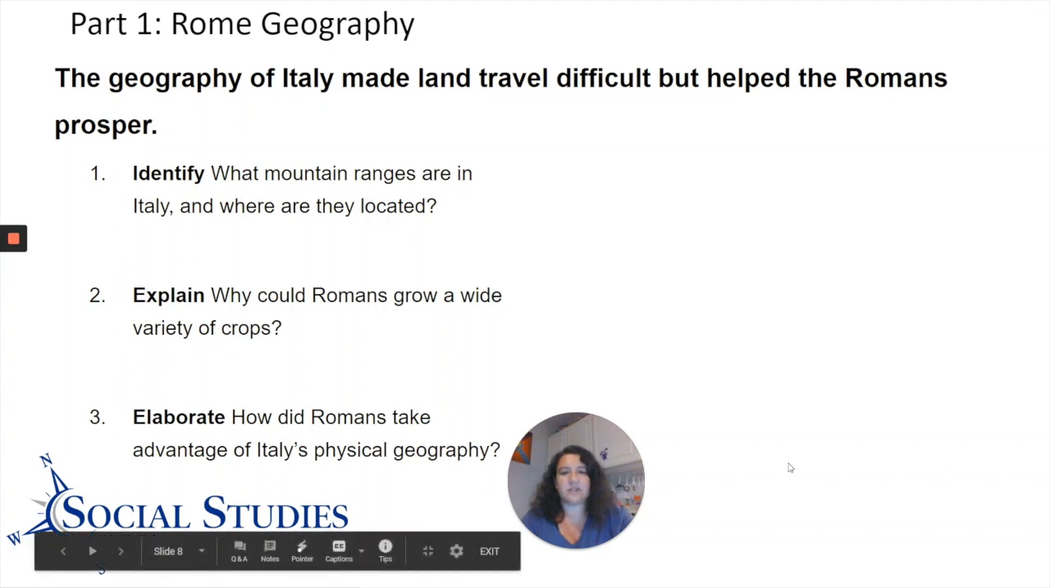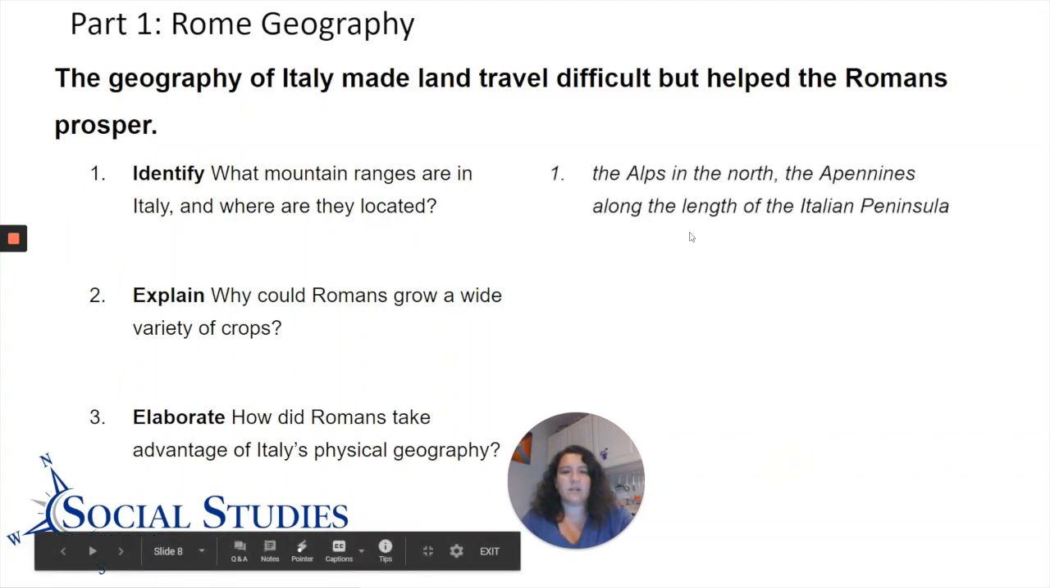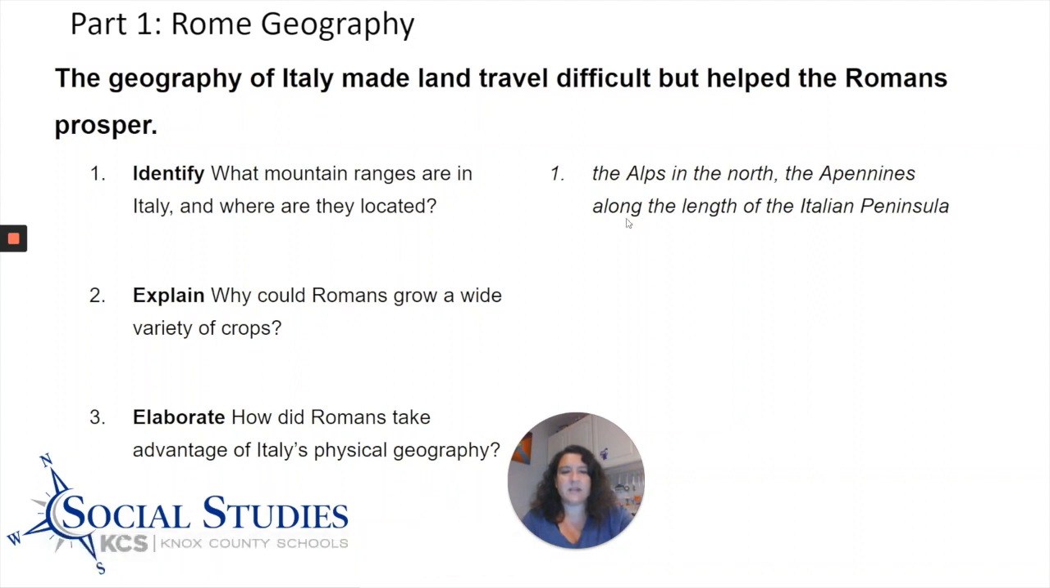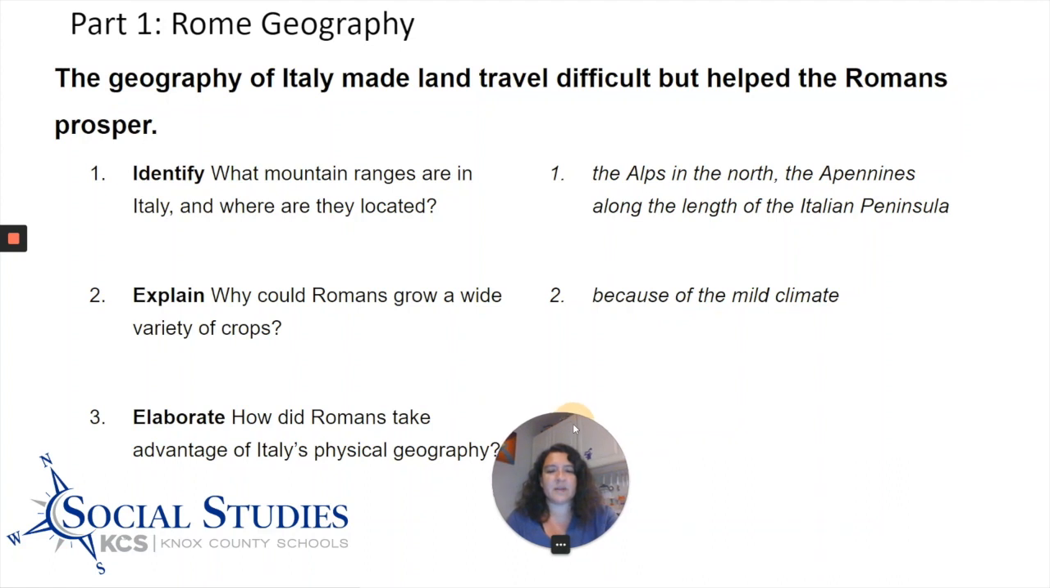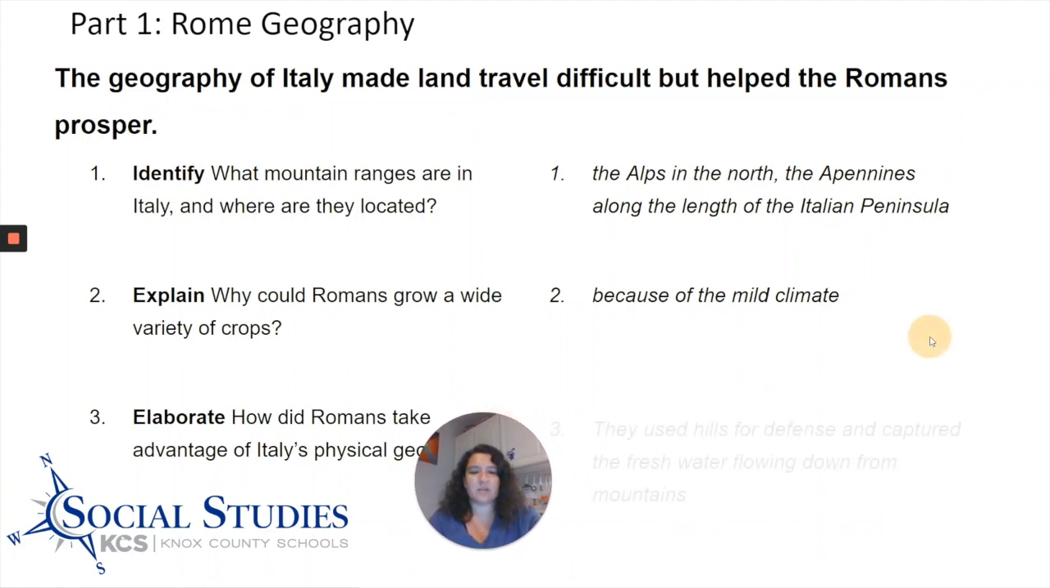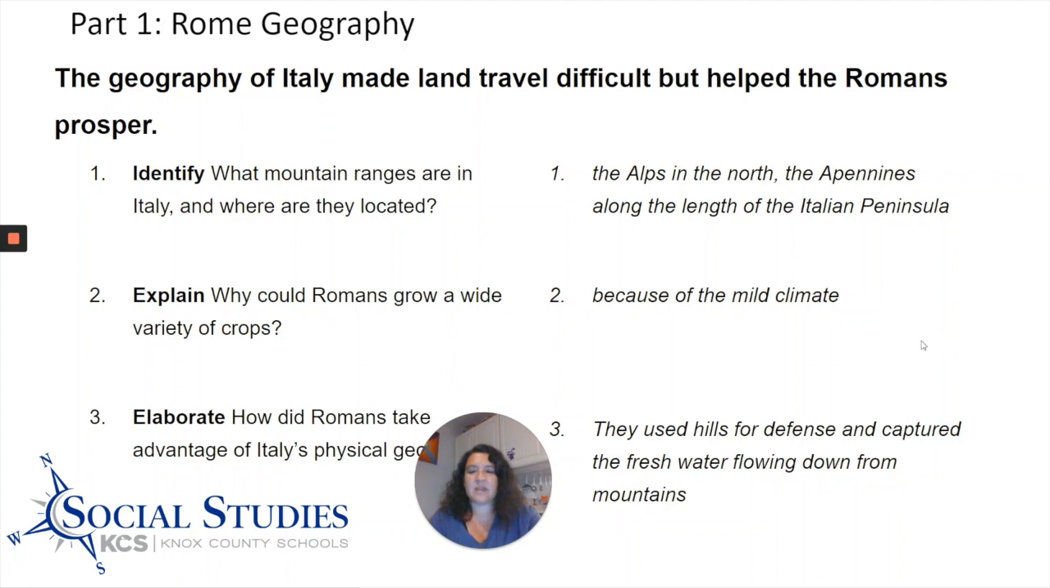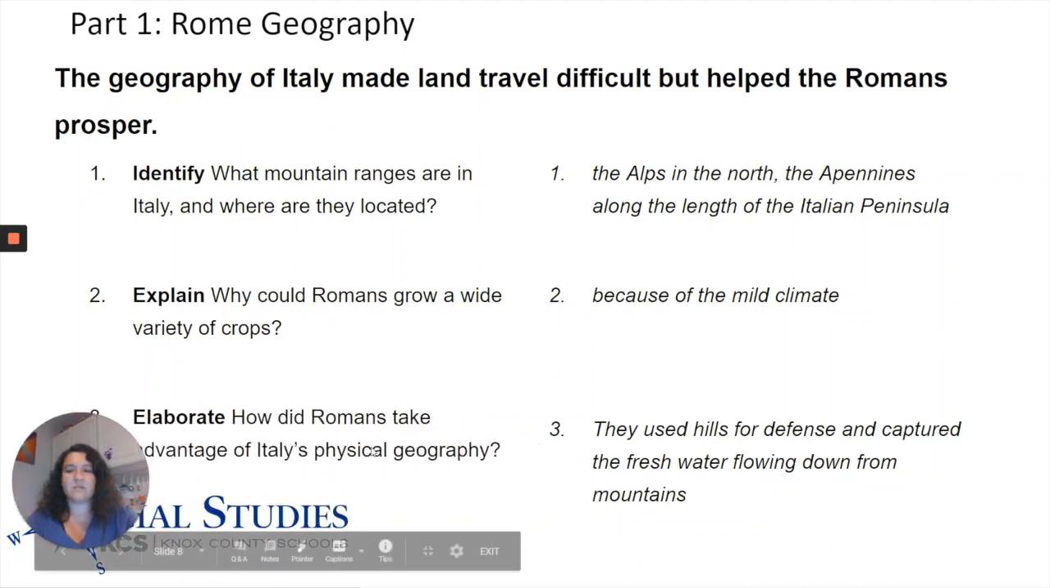Here are the answers to these questions. Question number 1, the Alps are in the north, the Apennines along the length of the Italian peninsula. So they're in the middle of the island, the peninsula. And why could Romans grow a wide range of crops? That was because their climate was very mild. And then the last one, the physical geography helped Rome because it provided a defense and they could capture fresh water flowing down from the mountains.